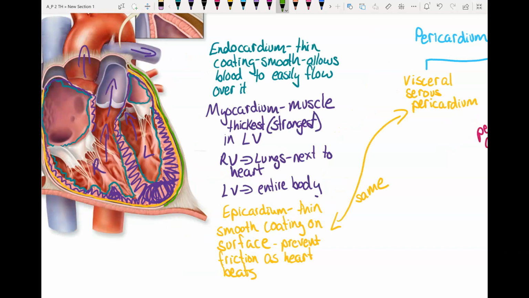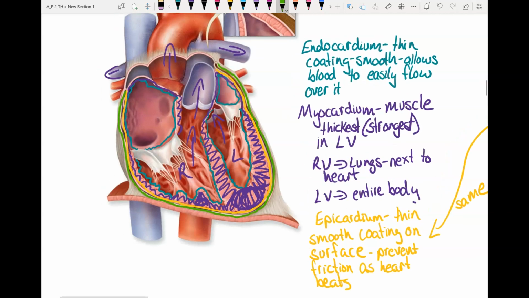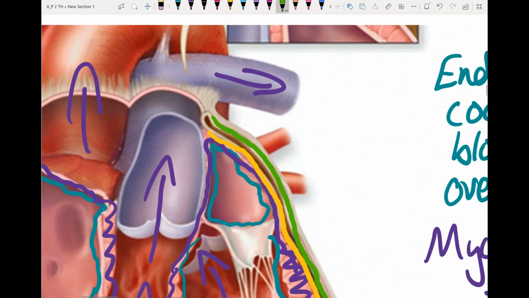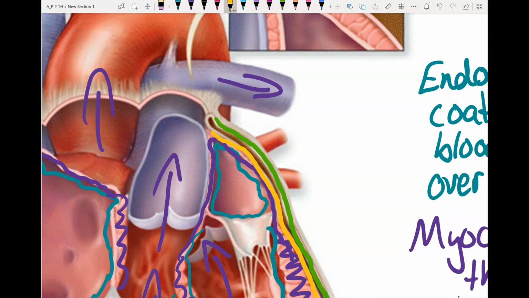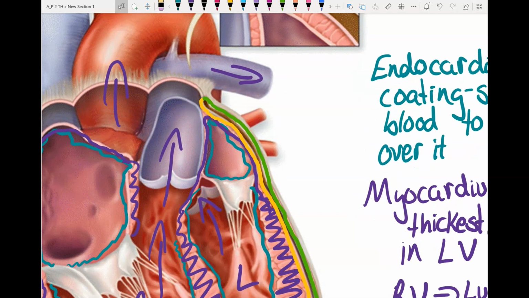The 2 layers of serous are one sheet of tissue that is folded in half. If you look up here at the top very closely, we can see here's our visceral, here's our parietal, and see where they meet? It's actually one thing folded in half. Between them is that pericardial cavity. Here's the cavity. It's the space between them.